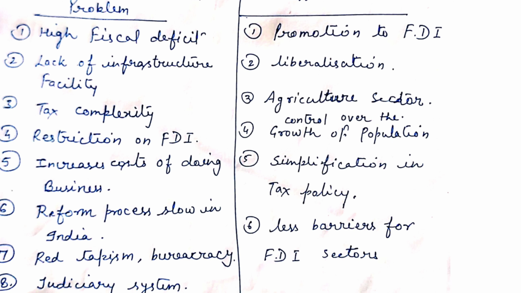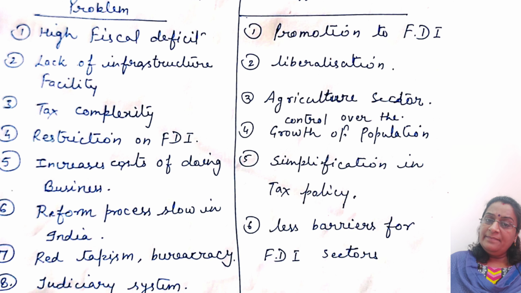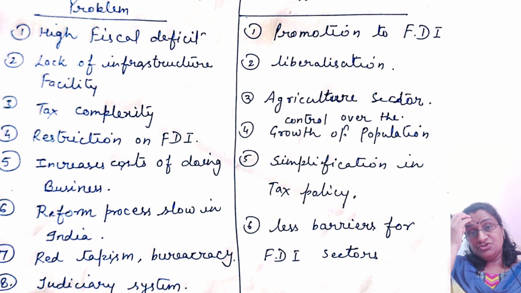Then the next is red tapeism and bureaucracy. In India, this one is the biggest constraint factor.